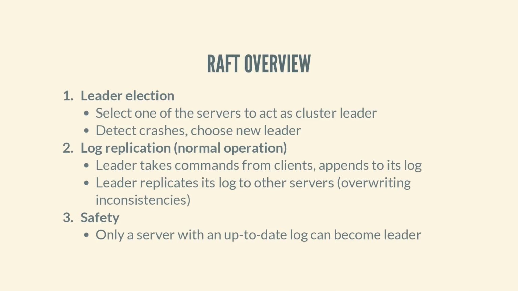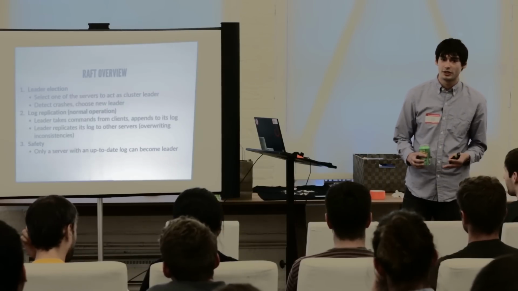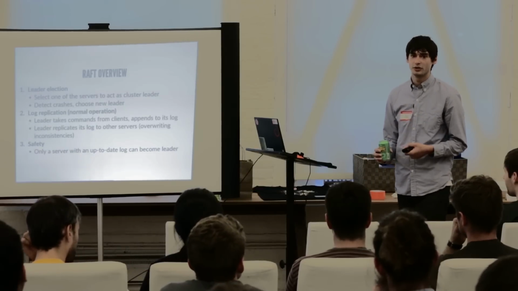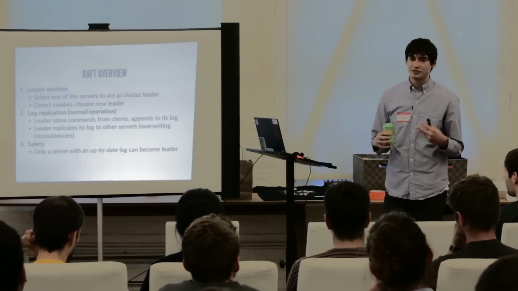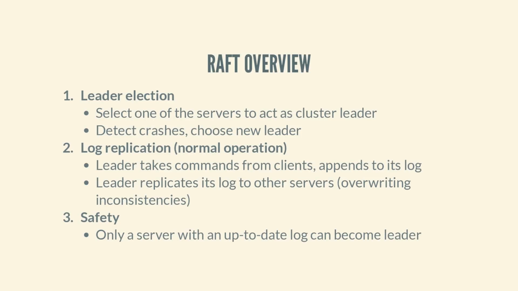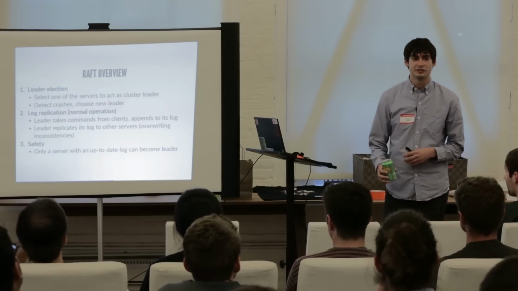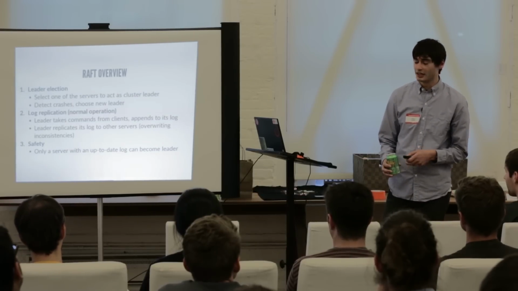The second part is normal operation, or log replication, where the leader takes commands from clients and appends them to its local log. And then it just tries to take its log and replicate that out to the other servers, called followers. And so it'll overwrite any inconsistencies it finds on the followers during that stage.